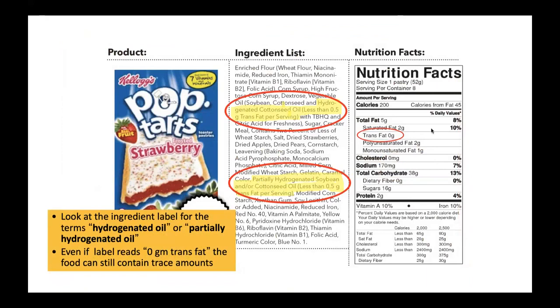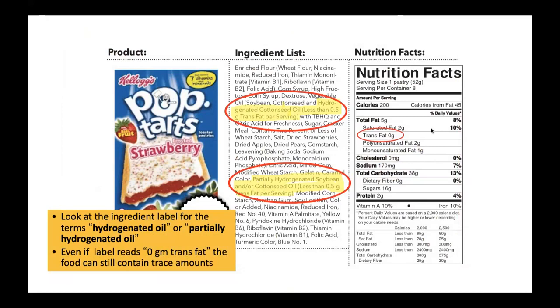But if you are eating 2 servings, like the serving size here is 1 pastry, which might have less than 0.5 gram of trans fat, in case you are eating 2 pastries, it would be 1 gram of trans fat, which means that you are consuming trans fats.